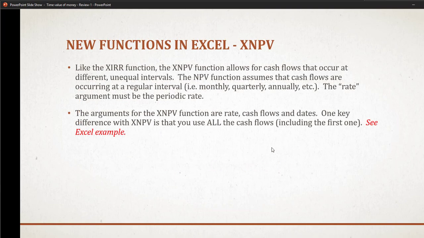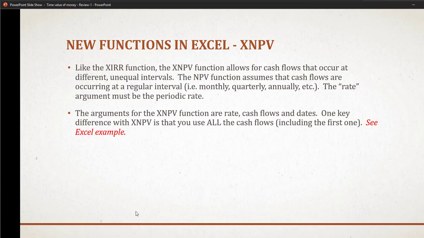Lastly, let's look at XNPV. Like XIRR is to the IRR function, that's the same thing XNPV is to NPV. So we can do the same cash flows, but now with the XNPV function we can allow those cash flows to be occurring at different intervals. No longer do they need to happen every quarter, every year, etc. We can have those cash flows occurring all over the place at various intervals, various different times across the investment horizon.